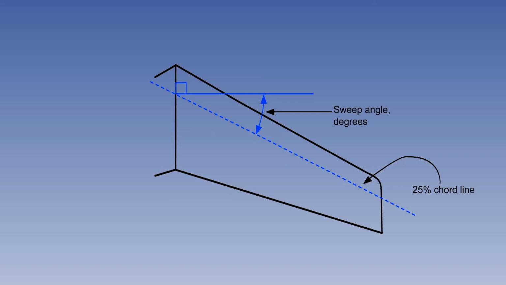For a swept wing, the sweep angle is usually measured as the angle between the line along the wing joining points of 25% chord and a line perpendicular to the root chord or aircraft centerline.